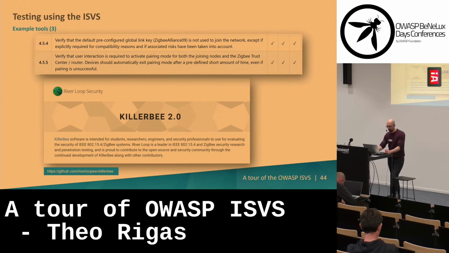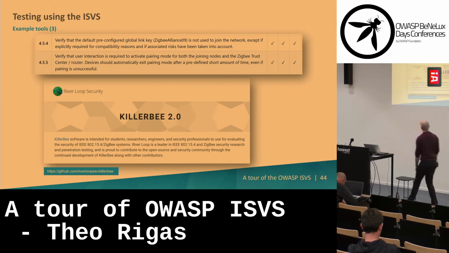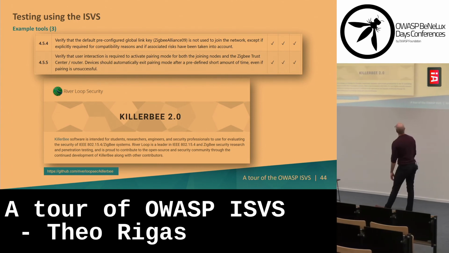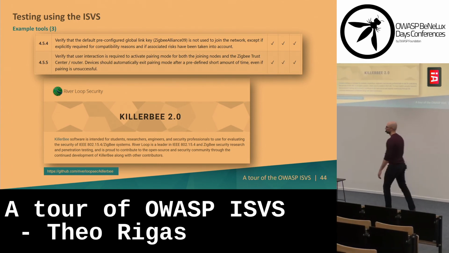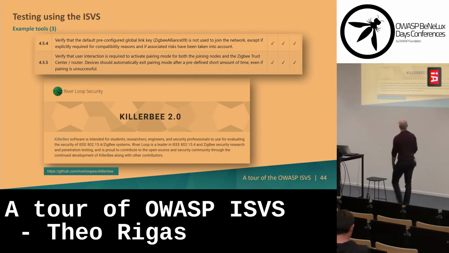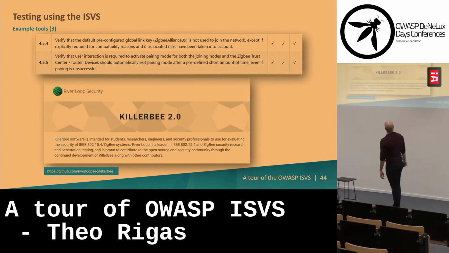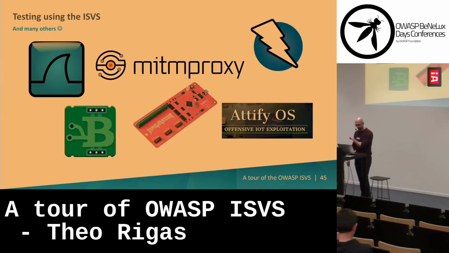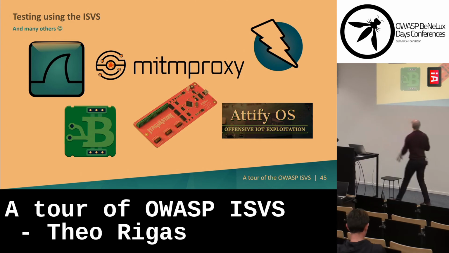Last example, if you're testing ZigBee, you have this framework. It's called KillerBee. It basically implements all the possible ZigBee attacks that you might want to try on a device. And so using those, you can very easily cover the ISVS requirements for ZigBee. And there are many other tools.